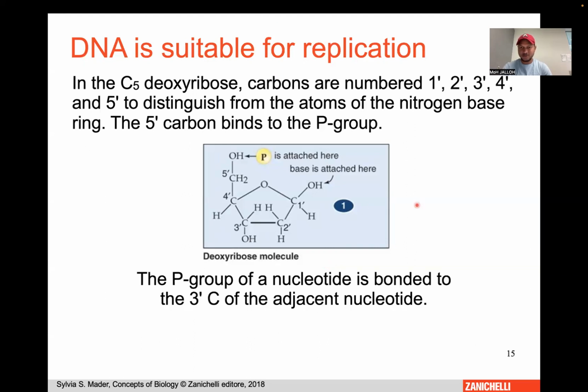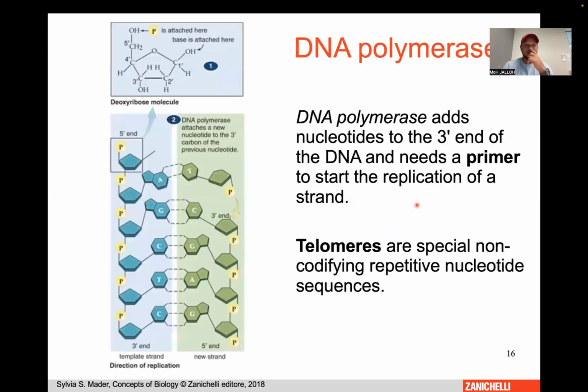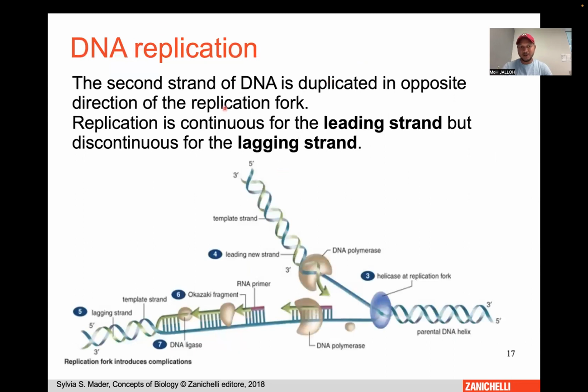I have a question. So we will go through these things in detail, the replication of DNA, transcription, translation, all of them will have more details as time goes. So we also have DNA polymerase, which is an enzyme that is responsible to help duplicate DNA, right? We have DNA replication right here. The second strand of DNA is duplicated in the opposite direction of the replication fork. Replication is continuous for the leading strand, but discontinuous for the lagging strand. We'll also talk about that in more detail.